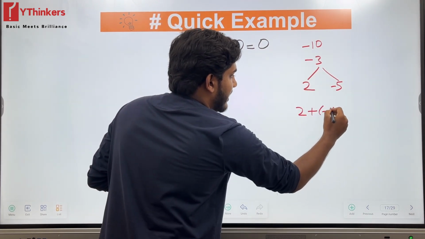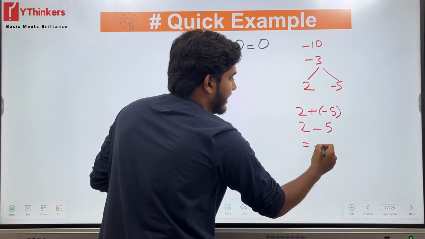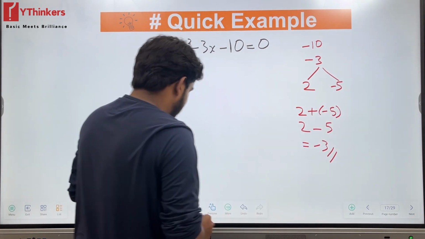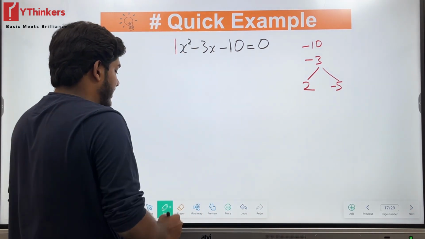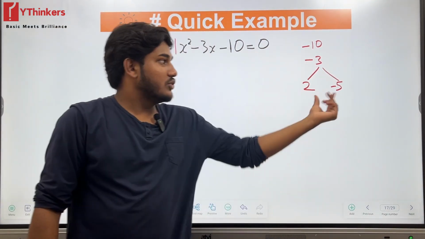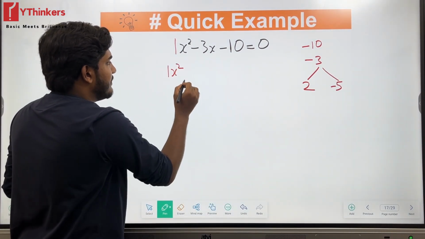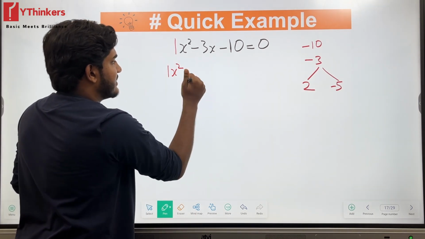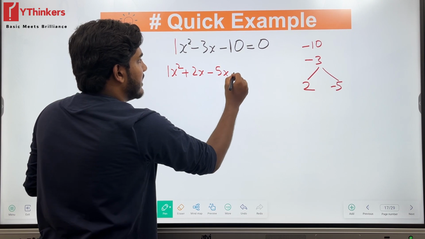2 plus minus 5, 2 minus 5 is minus 3. Oh yes, these are the correct numbers, because when I add them I've got minus 3, and when I multiply them I've got minus 10. So these two are good numbers. Now let's factorize. Simple. 1x square remains the same, plus 2x, minus 5x, minus 2.